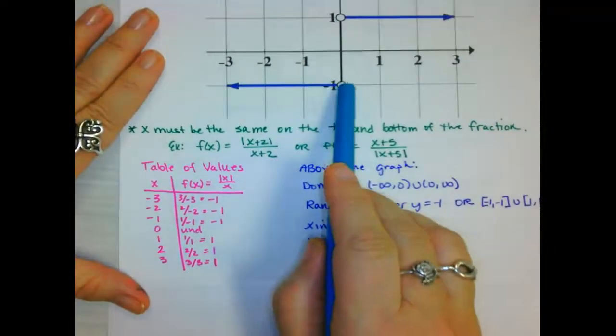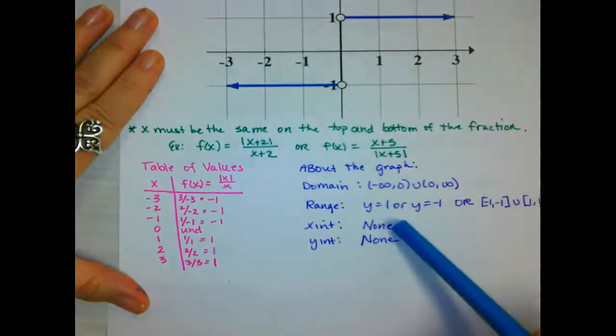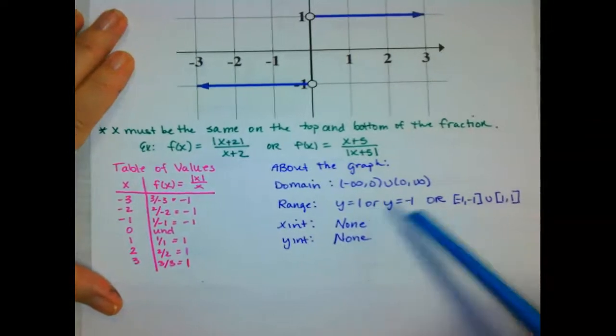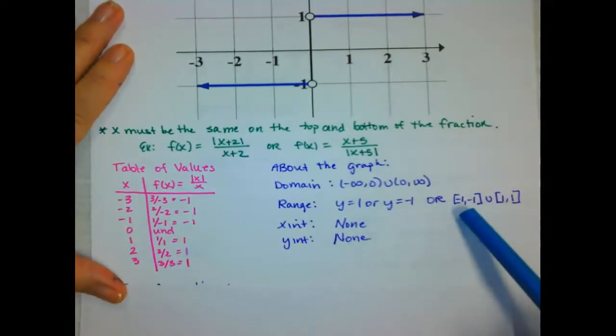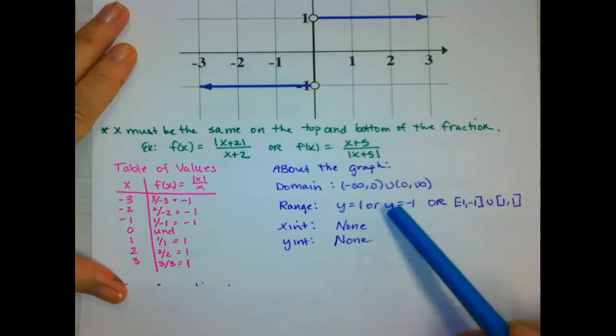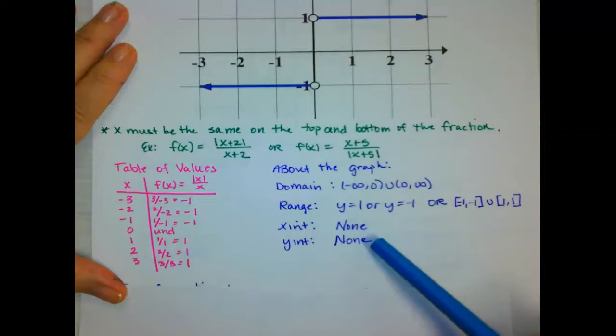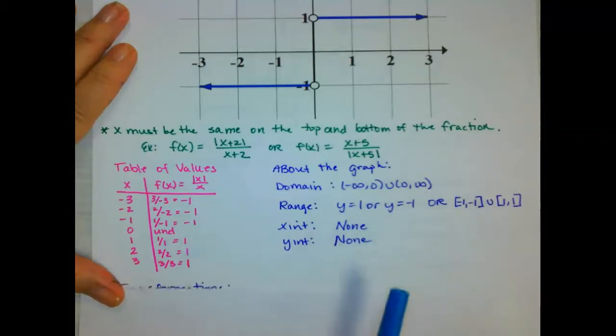The range is either y-values of negative one or y-values of positive one. So that's really the easiest way to write it. You could write it in interval notation, but that's way more work. So I would expect to see mostly like this. There is nothing on the x-axis, so there are not any x-intercepts. There is nothing on the y-axis, so there are no y-intercepts.